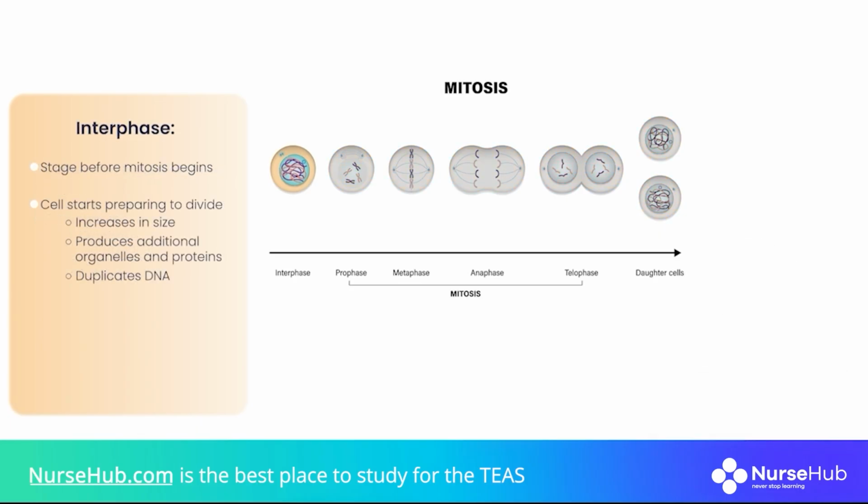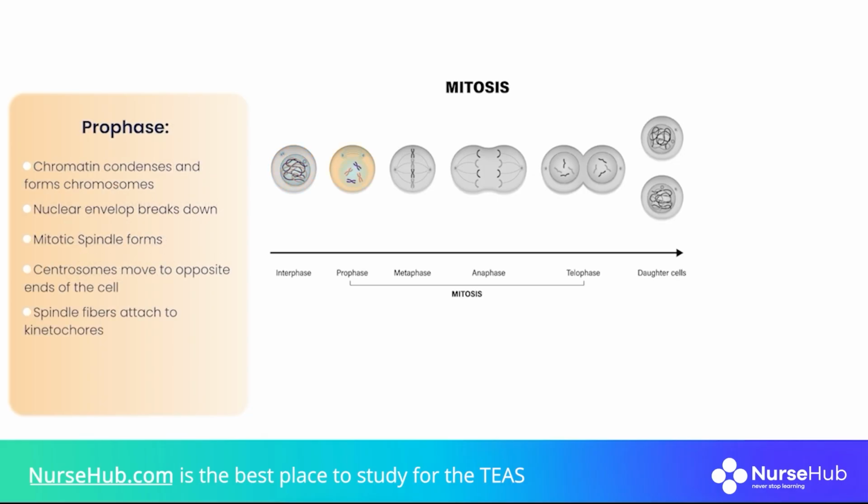Interphase. So interphase is the stage of the cell cycle that occurs before mitosis actually begins. Interphase is important because it is the time when the cell is preparing to divide into 2 daughter cells. During interphase, the cell increases in size, it produces additional organelles and proteins, so it's duplicating all of these things, and duplicates all of its DNA as well. The cell then has 2 copies of its DNA going into mitosis that can be separated into 2 sister chromatids as the DNA condenses and provide the genetic code for those 2 identical daughter cells.